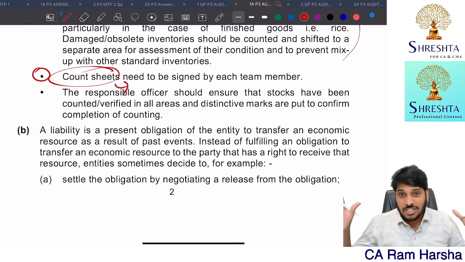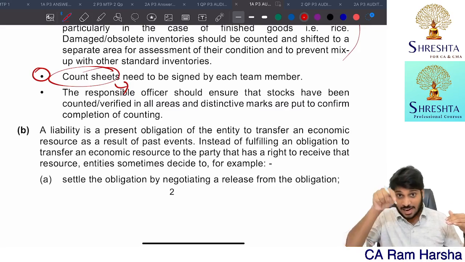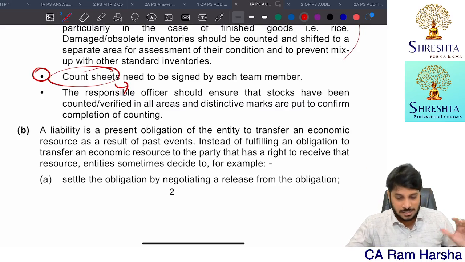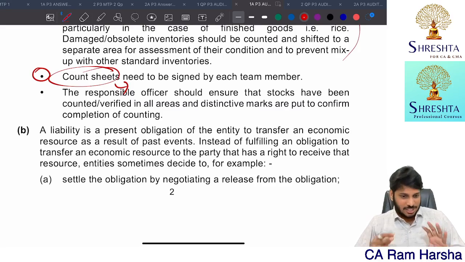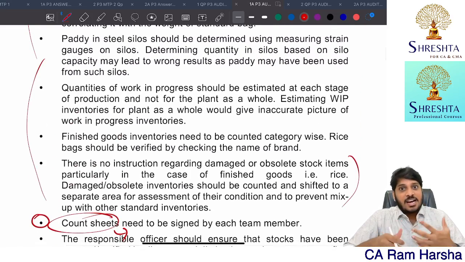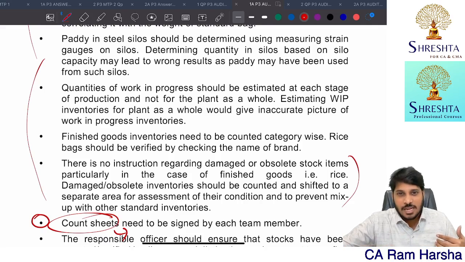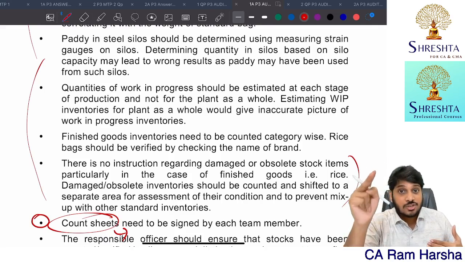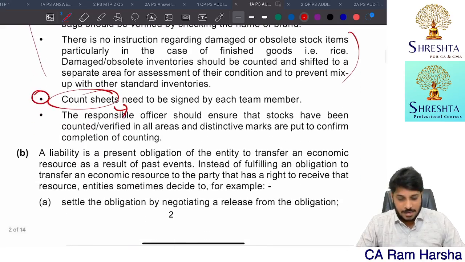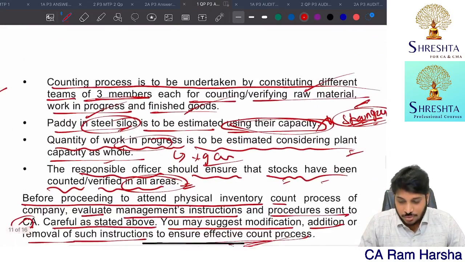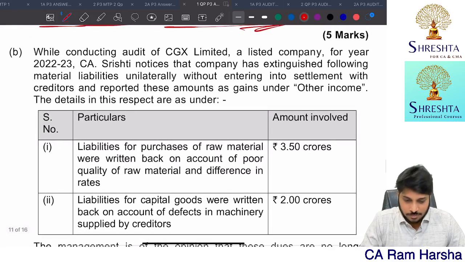Whatever physical verification question comes, it may not be a rice related industry, they may ask some other industry also. The same points you can write, just replace the word rice with some other product. I think this answer itself is a guiding answer for us to answer all types of physical verification of inventory, even physical verification of fixed assets also. Next. So this is one out of the box question.